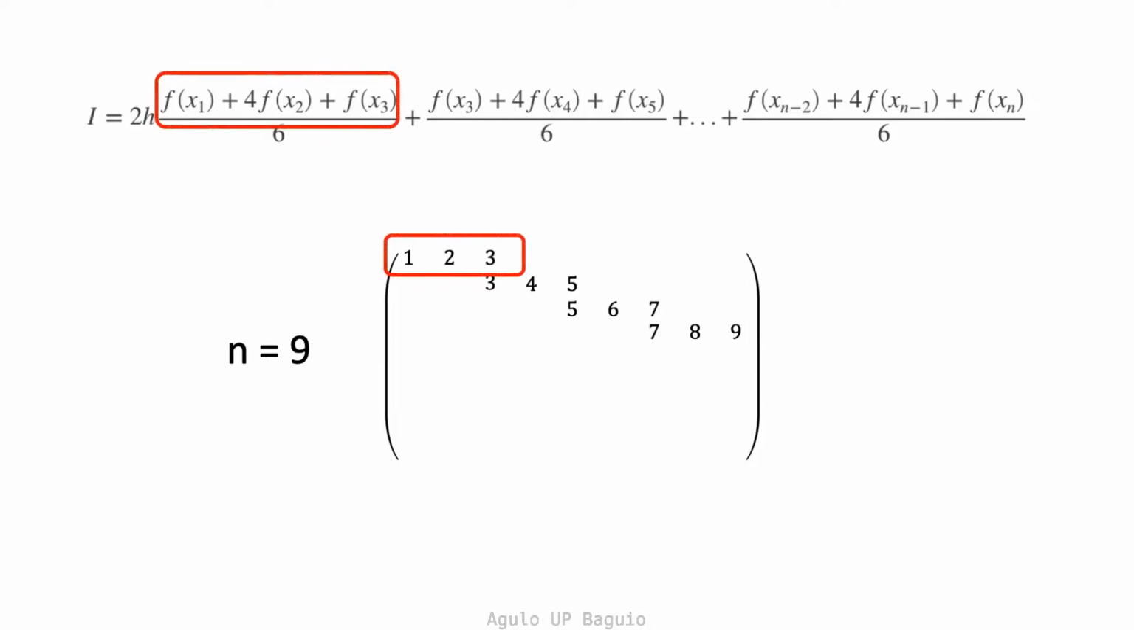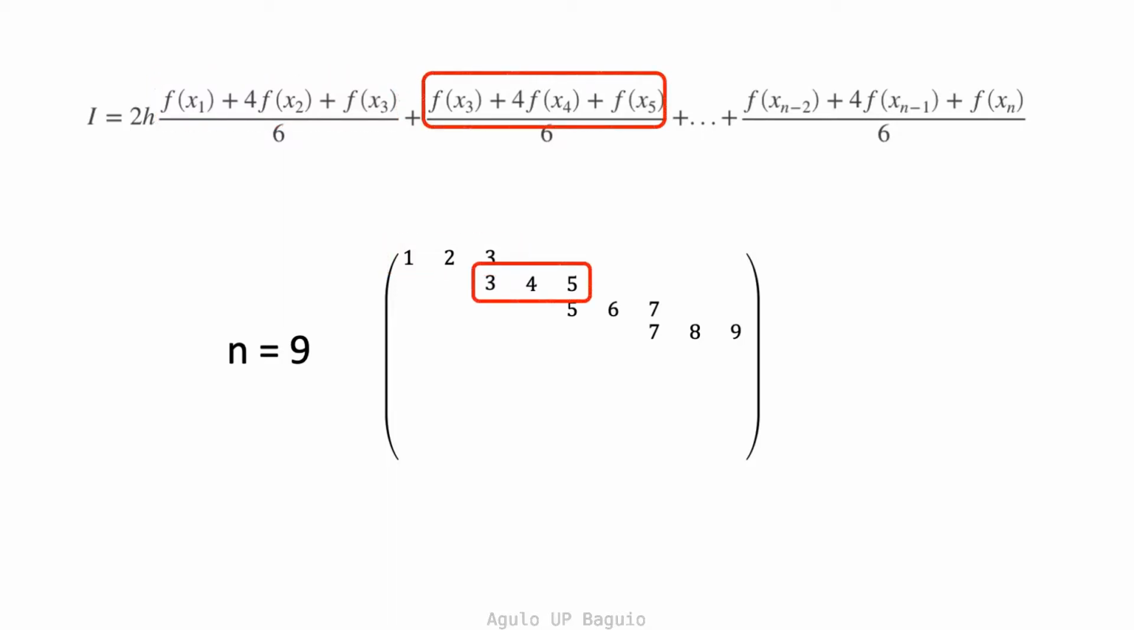So the first row represents the first addend in the expression for the integral. The second row represents the second addend in the expression for the integral. Since n equals 9, then n minus 1 equals 8 and n minus 2 equals 7. The sum can then be easily implemented.